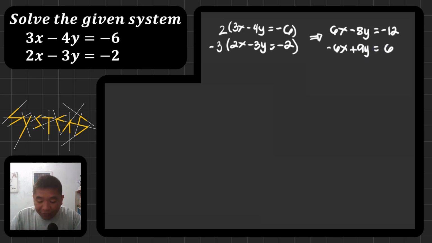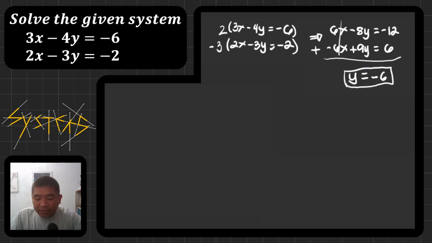After doing that, you can see here that if we add both equations, we eliminate x. Leaving the y coefficient, minus 8y plus 9y is simply 1y, or y is equal to the sum of the constants, negative 12 plus 6, which is negative 6. So this means that the value of y for this given linear system is y equal to negative 6. This is minus 6.